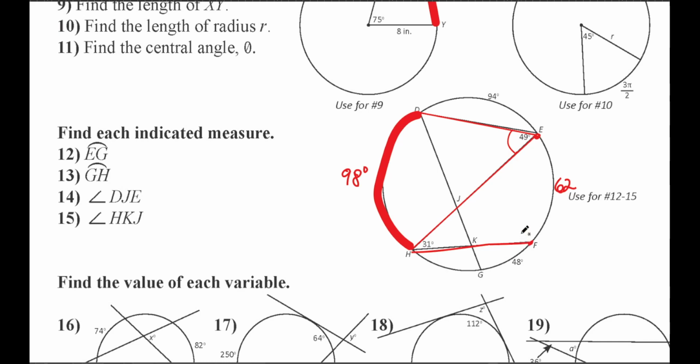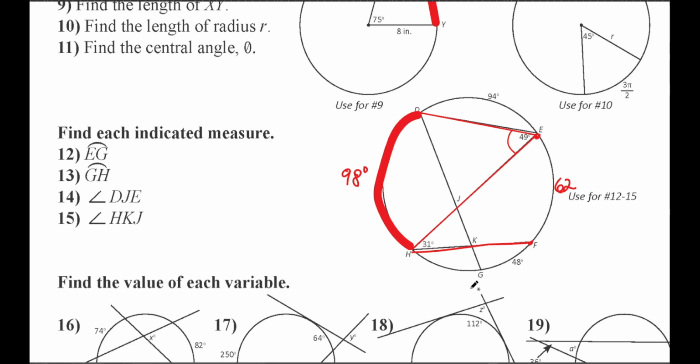Yep. And you can find some other stuff, right? Like you could find HG if you wanted to, because now you know all the arcs except for this one. So you know 98, 94, 62, 48. This is the only one that you don't know. So how would I find that? I would add up all those arcs and take it away from 360, because it's a circle. It's not 180, it's 360. So whatever that is, I don't know what that is off the top of my head, but that's how you could find that. All right?